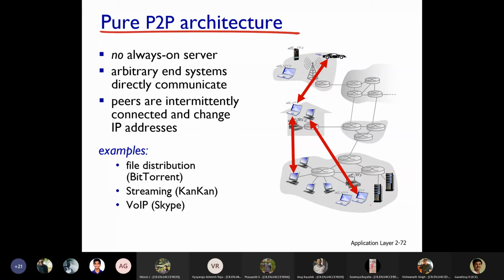The example for P2P architecture, can anyone tell? BitTorrent. And another, streaming: Skype. Skype is also a streaming application which comes under peer-to-peer, in the sense of point-to-point, one source to another source directly. There won't be any server concept where the server is continuously listening. It won't be like that.